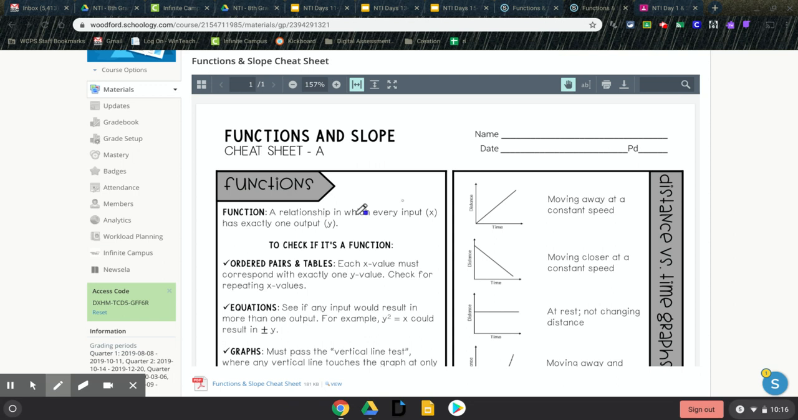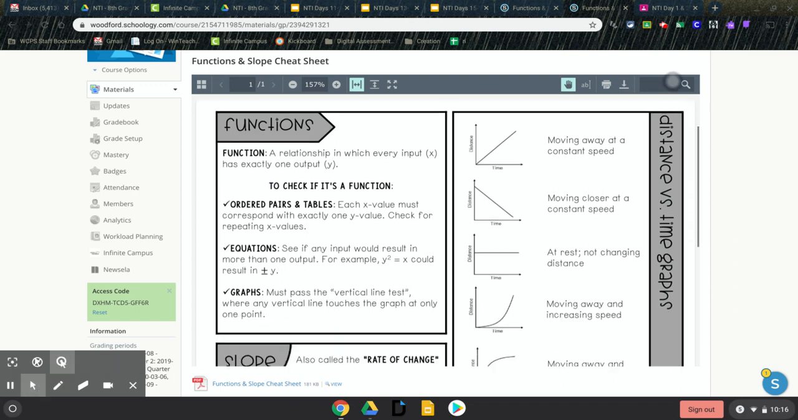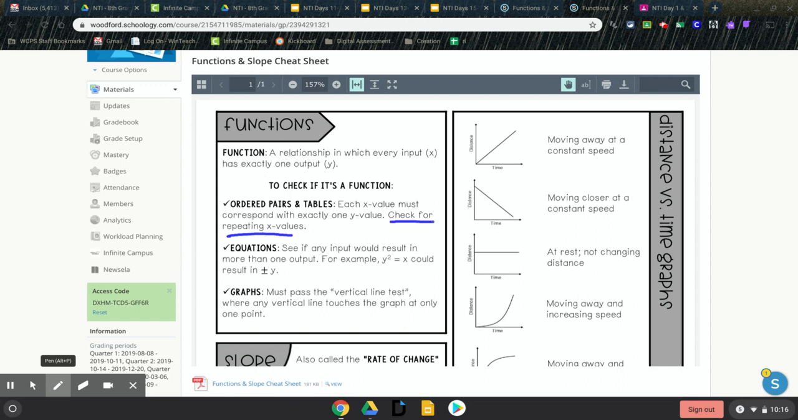Okay. So the first thing that your cheat sheet goes over is what makes something a function. To see if something is a function, let's see if you can remember this. You are not allowed to have repeating x values. If the x repeats, then it is not a function. The next thing, see if any input would result in more than one output. So y squared equals x could result in multiple outputs because negative 2 squared and 2 squared both equal 4.